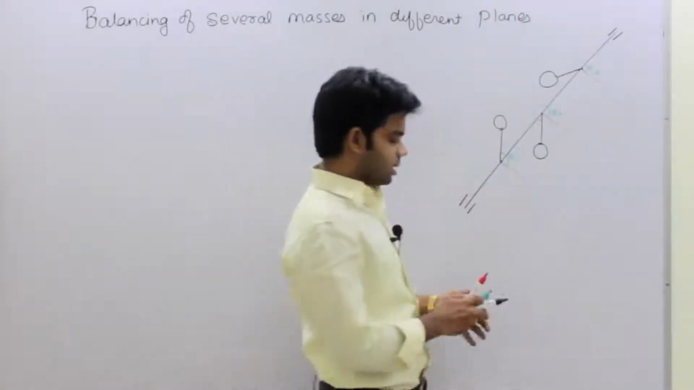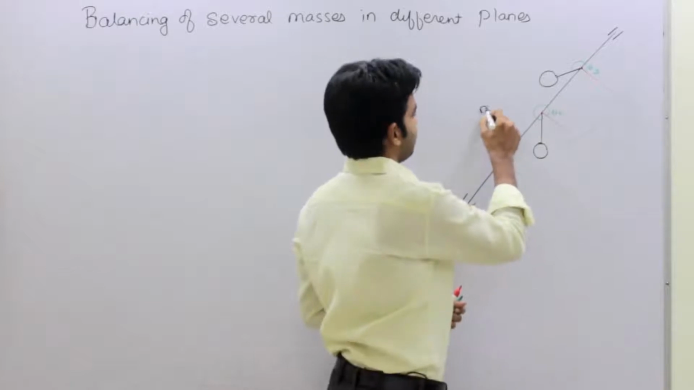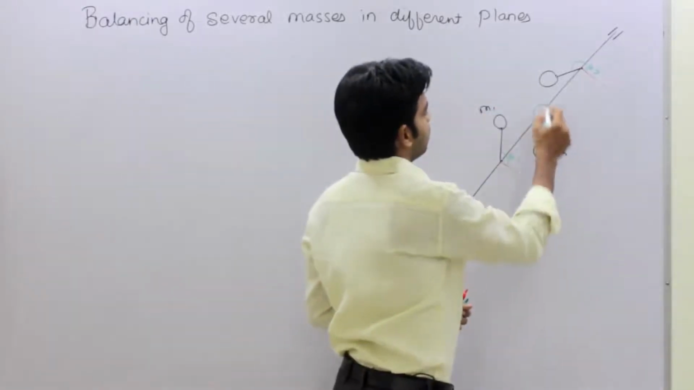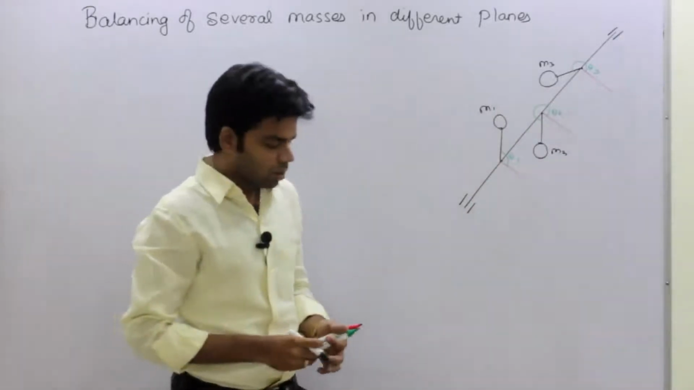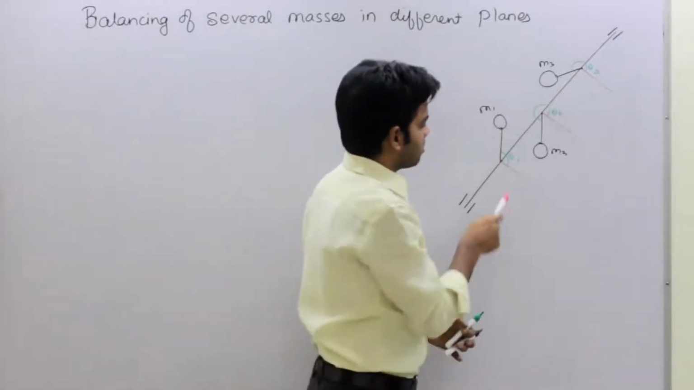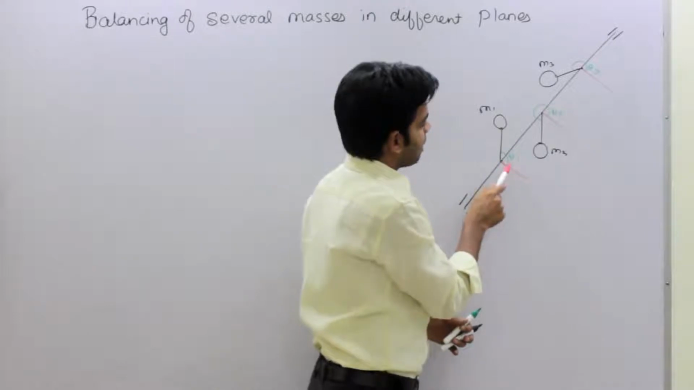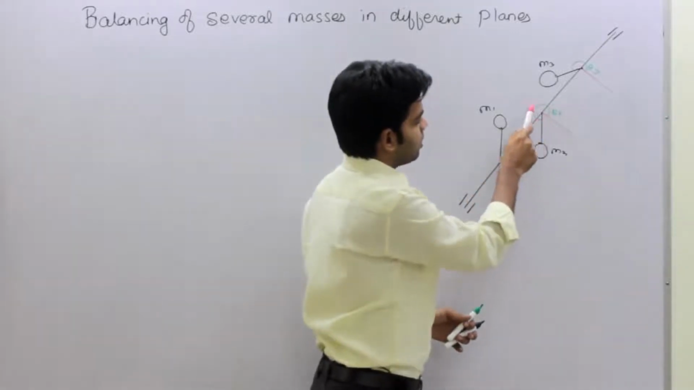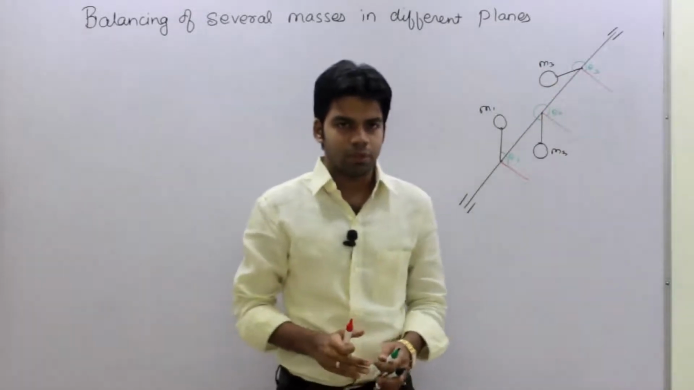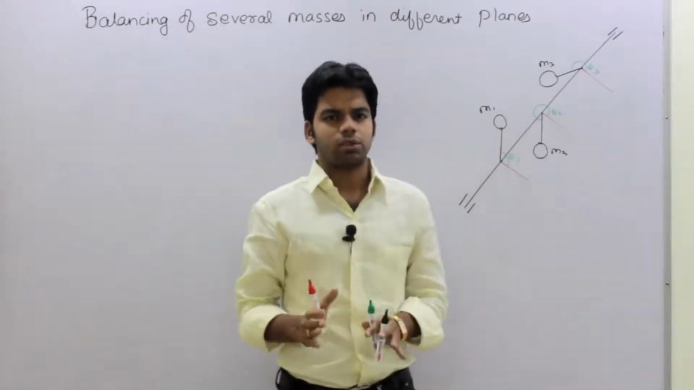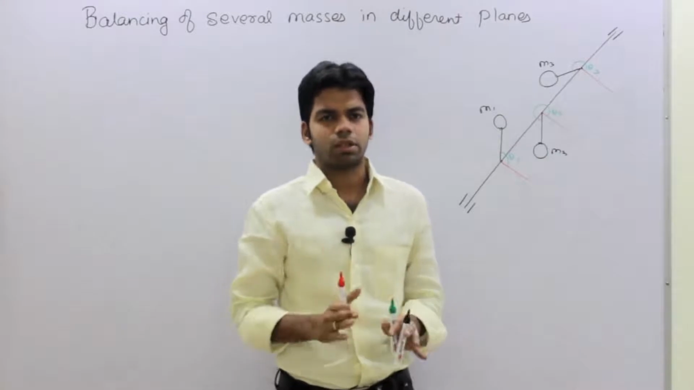Okay, so we have these three masses m1, m2 and m3 in three different rotors in three different planes. We have taken a reference plane, and from this reference plane mass m1 is at an angle theta 1, mass m2 is at an angle theta 2 and mass m3 is at an angle theta 3. Just make this figure very clear in your mind, without that you cannot understand this.